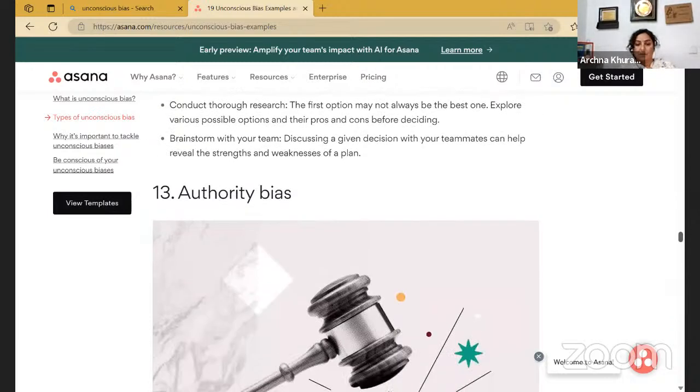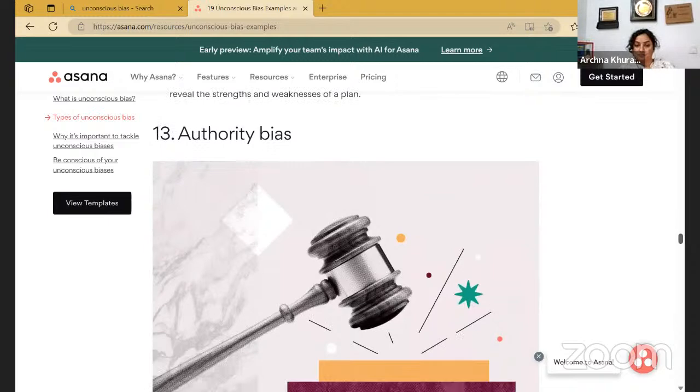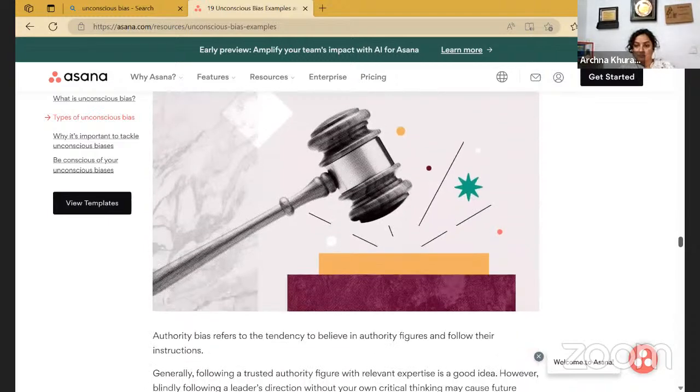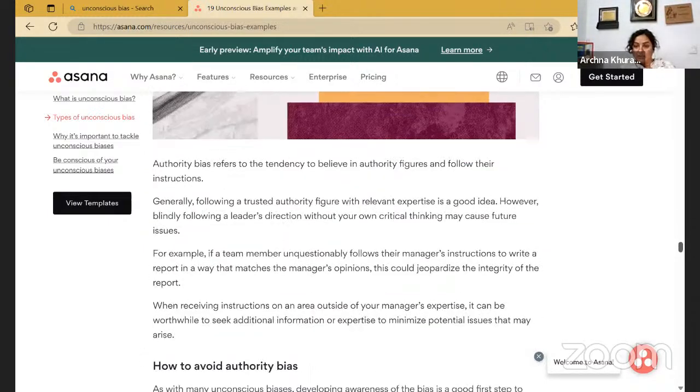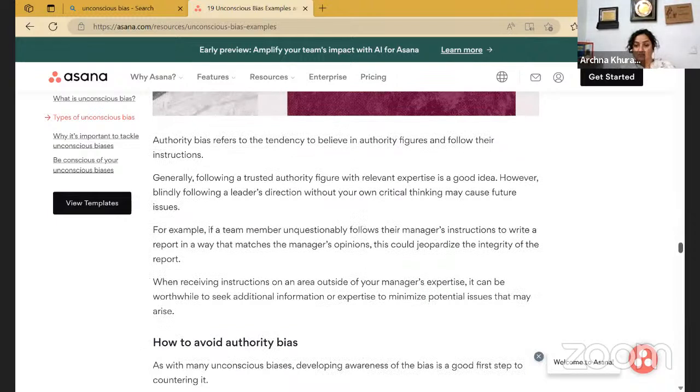Authority bias, again very common. Whatever our senior authority says, in the organization or at home, we start blindly following that person completely, right?